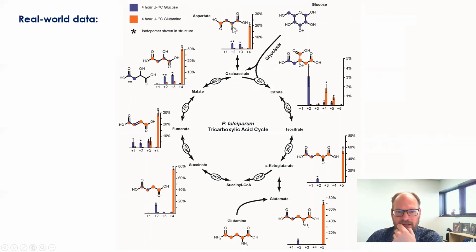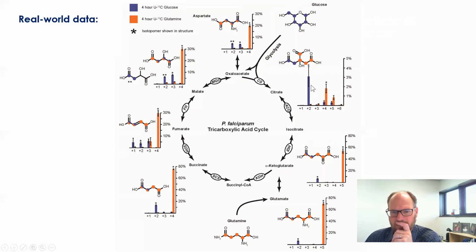So let's talk about this here in the case of oxaloacetate. Oxaloacetate and aspartate are in free equilibrium in the cell. So we actually measure aspartate because it's easier to measure than oxaloacetate. We see both the 2+ label, which makes some sense, and then we see the 3+ label.